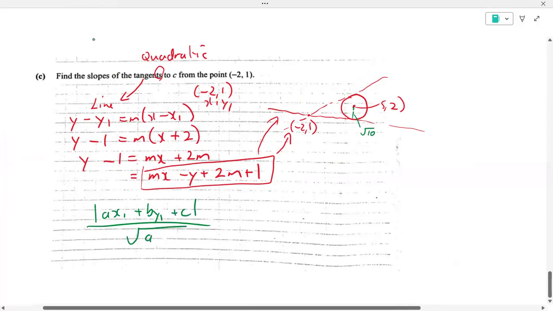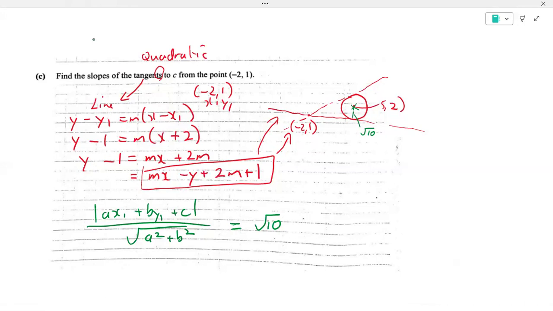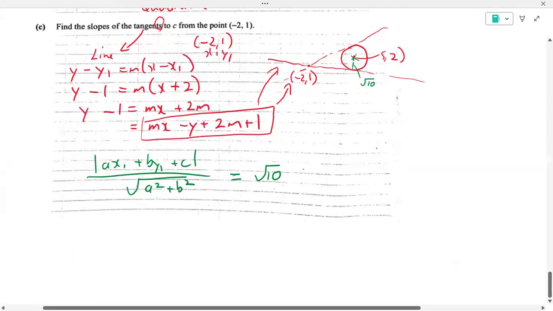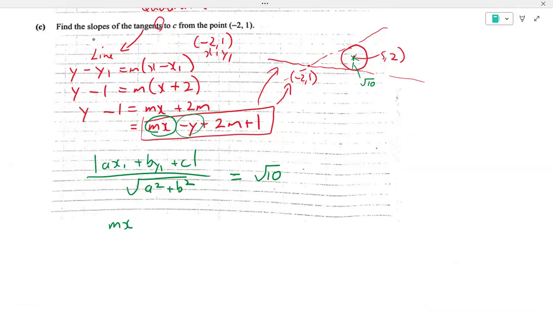And that's over the square root of a squared plus b squared. Now, when I fill this in, it is supposed to be equal to root 10. So what I'm saying is the distance from the center to this tangent, or the other one for that matter, is root 10. So what is my A, B, and C? Well, the first part is my A, so my mx. The next part is my B. I'll fill this in first and then go back and put my point in.